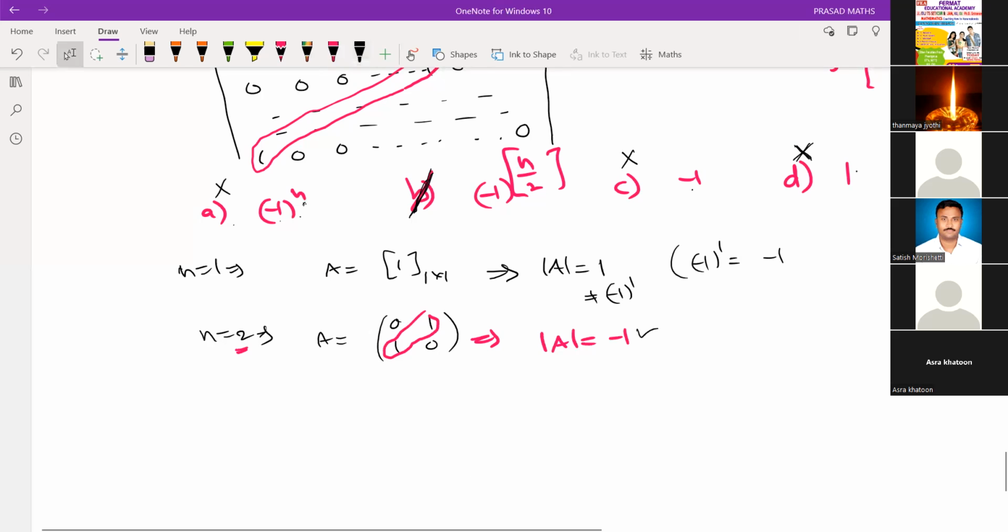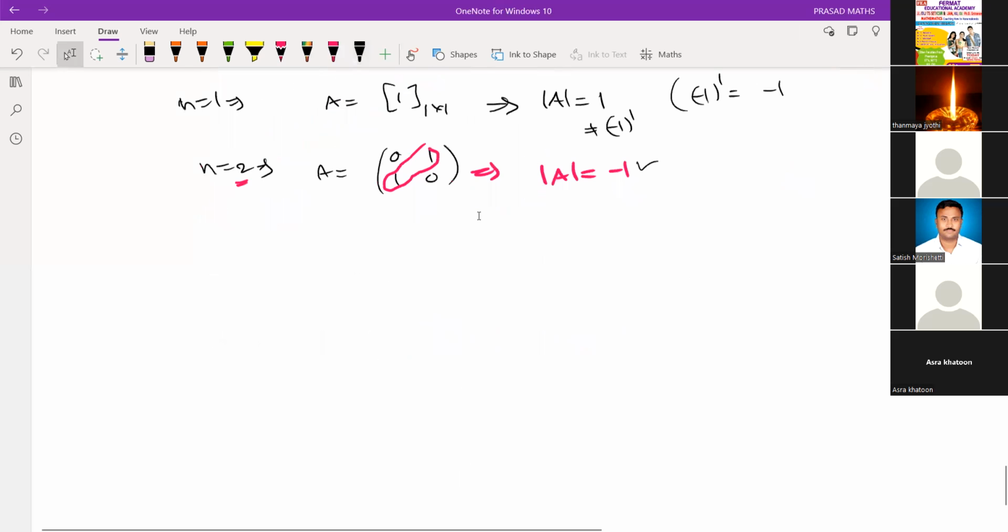Is it clear? Yes sir. Yes. So this question was asked in CSIR, right? Next I'm looking for determinants, right? Now my topic is determinants.